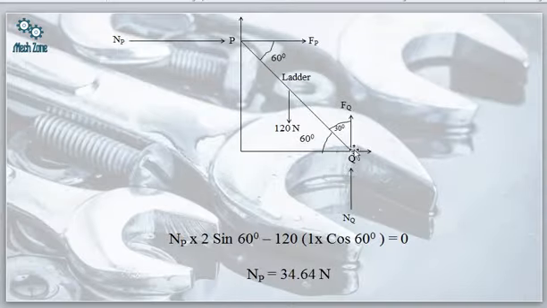So this is simply we are taking the moments, and moment about the point Q has been taken here. So this is our NP into 2 sin 60 minus 120 into 1 cos 60 is equals to 0. So this is coming out to be 34.64 Newton. We have to remember three basic equations, that is summation of forces along the x-axis is equals to 0, summation of forces along the y-axis is equals to 0, and summation of the moments about an arbitrary point is also equals to 0. So three equations need to be remembered.